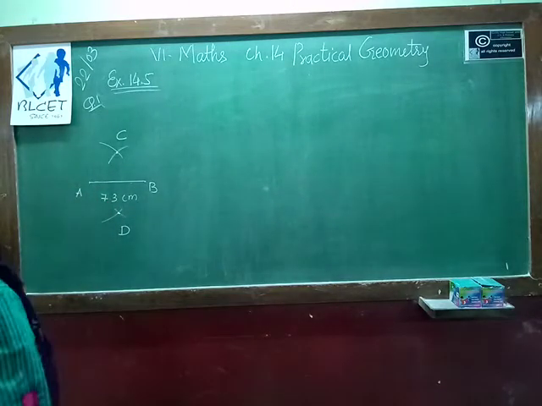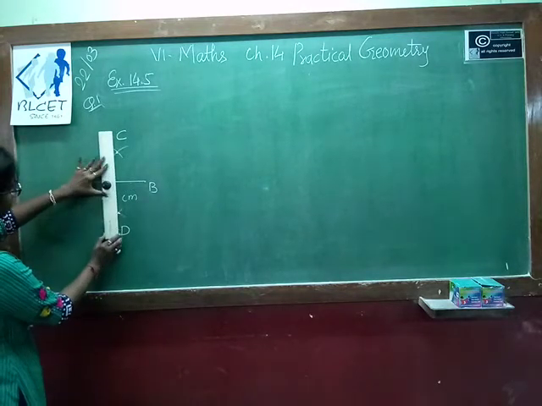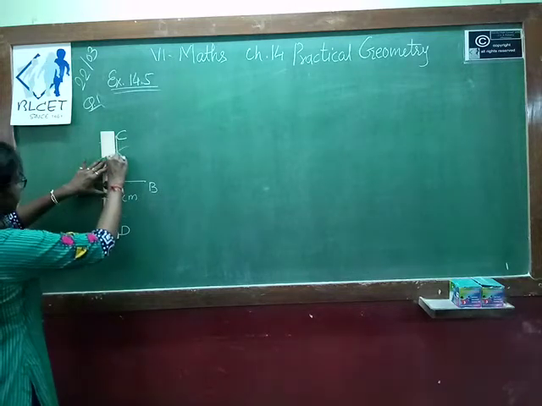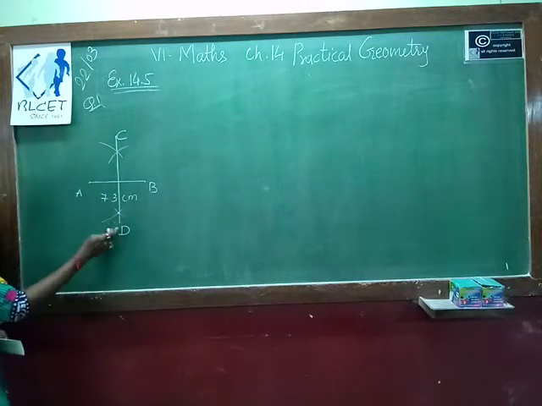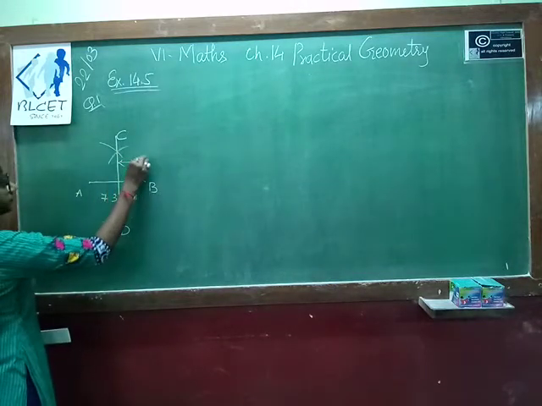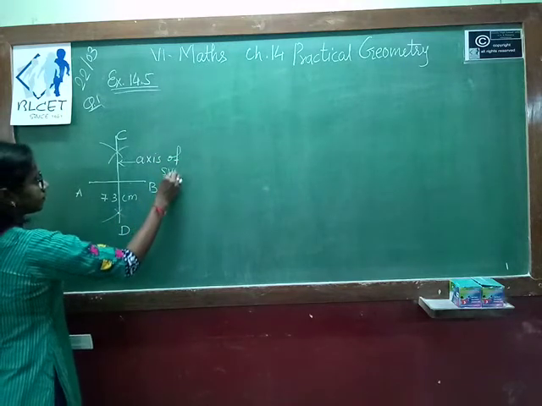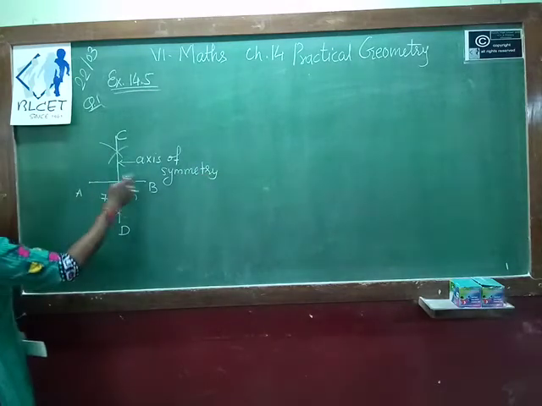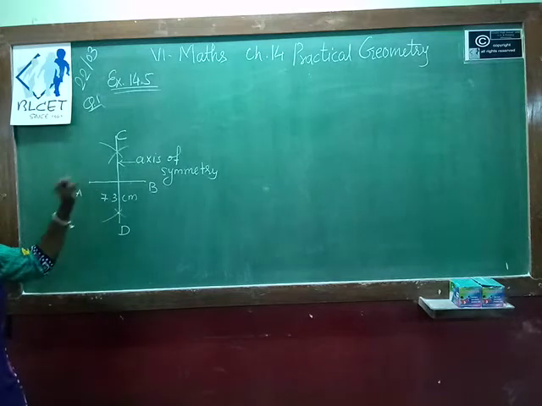Now what will we do? We join the points C and D. So what is this CD you are getting? CD is the axis of symmetry for line segment AB. So this is the first answer, first construction.